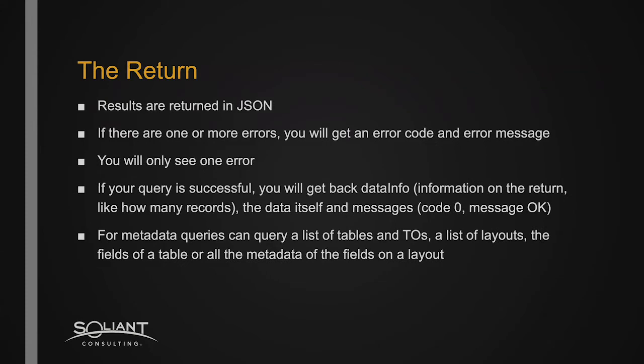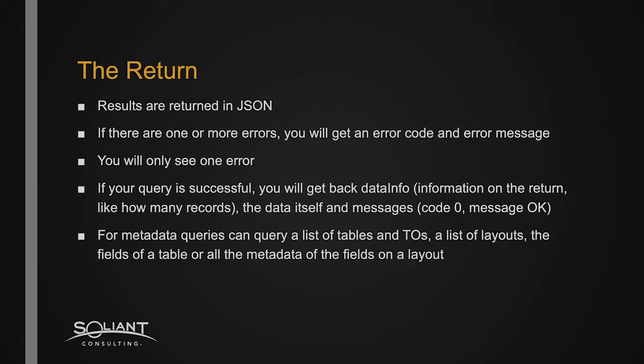What do you get back when you run this? Well, the results are returned in JSON, of course. If you have an error when you run it, you'll just get back an error code and an error message. You only see one of those. So if you did something that had multiple errors, it's just going to give you the first one. And the data API documentation just lists like 4 or 5 errors, so I'm not sure how many different errors you will get back.